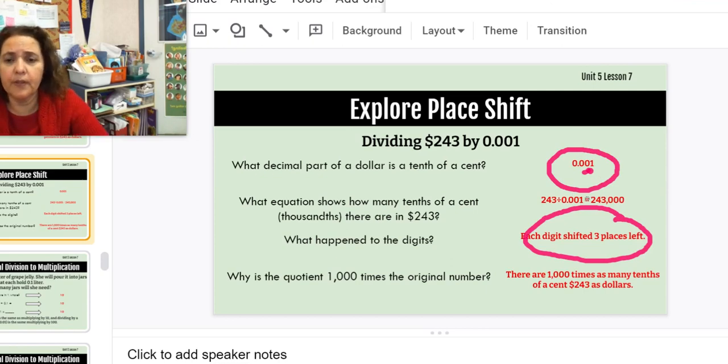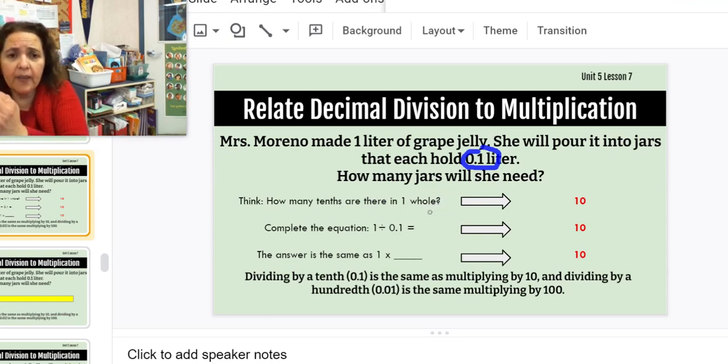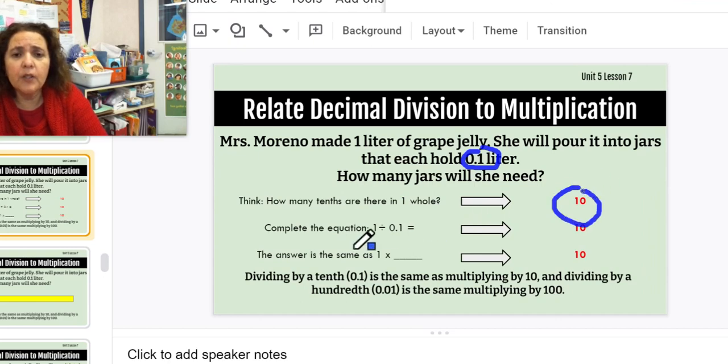1,000 smaller pieces. So Miss Moreno made 1 liter of grape jelly. She will pour it into jars that each hold 1/10 of a liter. How many jars will she need? So think, how many tenths are there in one whole? So one whole, if you break it apart into tenths, how many tenths are there? There are 10 parts, right? So that's the same thing as 1 divided by 1/10, which is equal to 10.